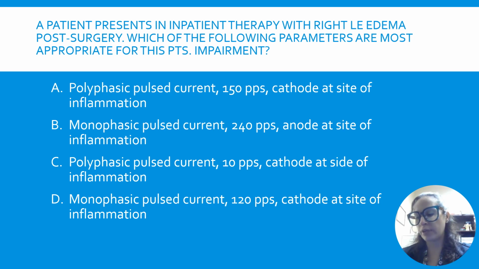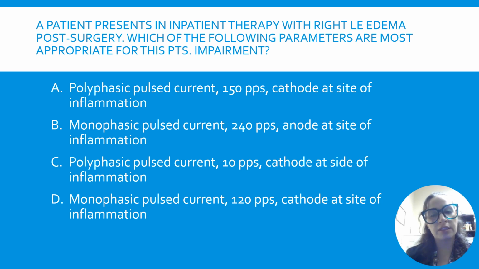And whether or not you know what polyphasic is doesn't matter. You should know that HVPC is monophasic. Doesn't matter if you know what polyphasic is, okay? So that leaves me with B and D, okay? B and D, they both say monophasic pulse current. We know HVPC is a pulse current, so great. It's a monophasic pulse current, great.